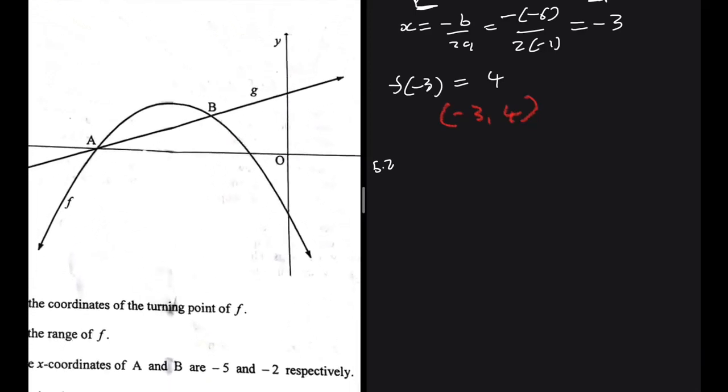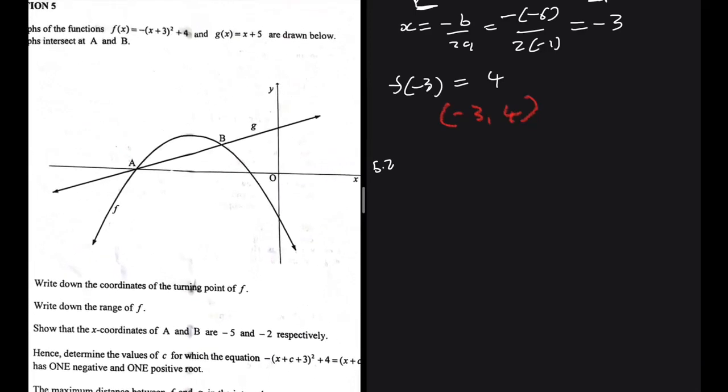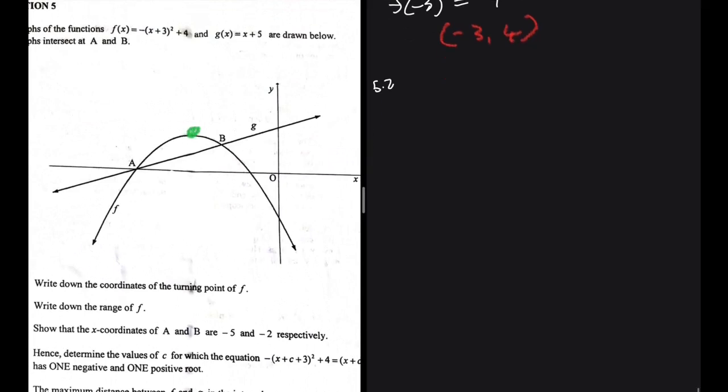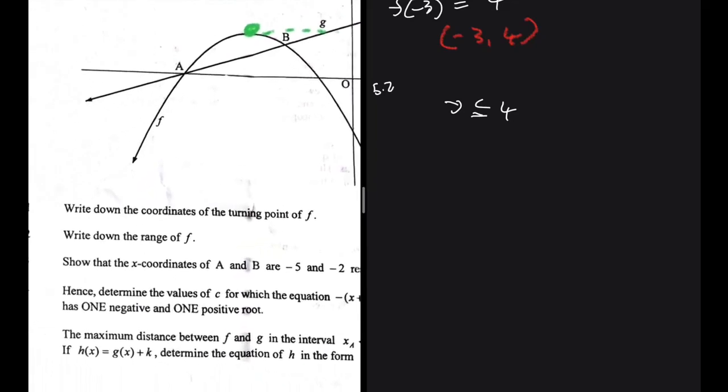So let's look at our function here. So we've already established that the y value here at the turning point is 4, right? And we can see that our graph never goes above 4. It just touches there at 4, and then it goes infinitely down, so to say, right? So we can say that y is less or equals to 4, right? For all the values of x, y is either 4 or less than that. All right, so that is the range of our function f.